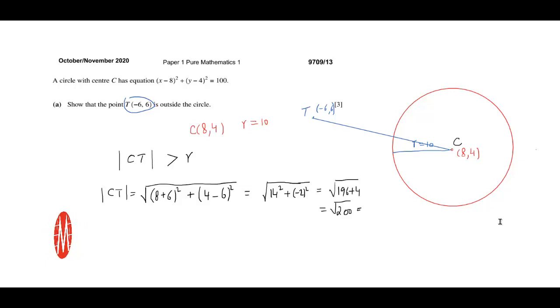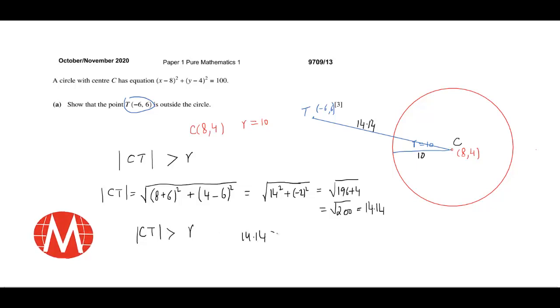It is the square root of 200, which is 14.14. So this distance C to T is 14.14, and this is greater than the radius, which is 10. So therefore the distance CT is greater than the radius, because 14.14 is greater than 10. Therefore the point is outside the circle.